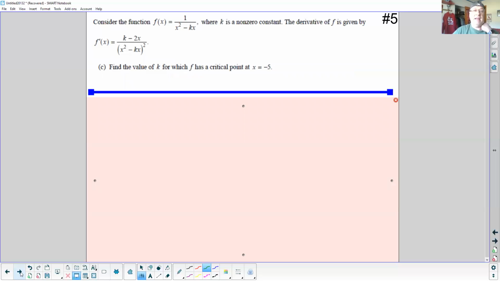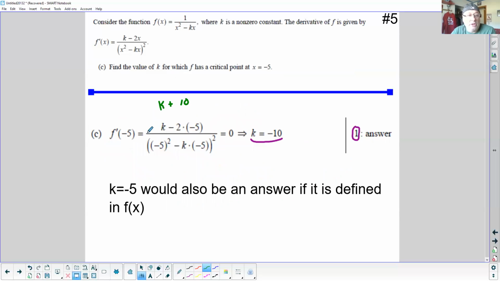Part C, find the value of k for which f has a critical point. So to have a critical point, we want to check to make sure that the derivative equals 0.